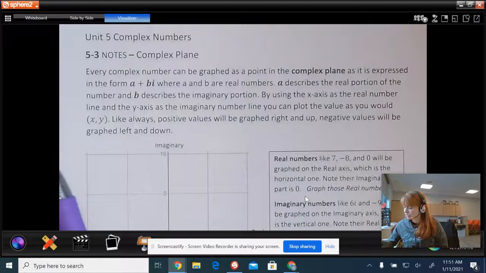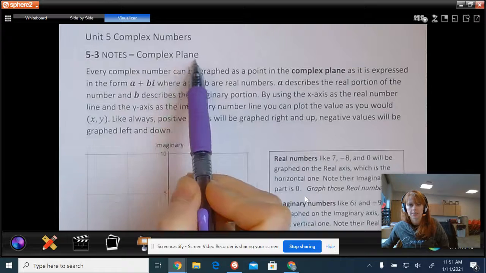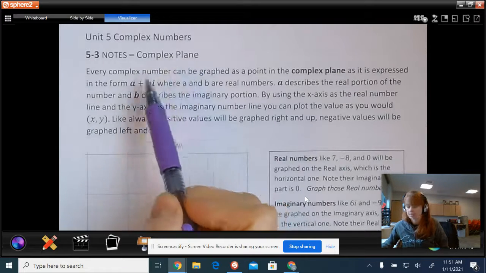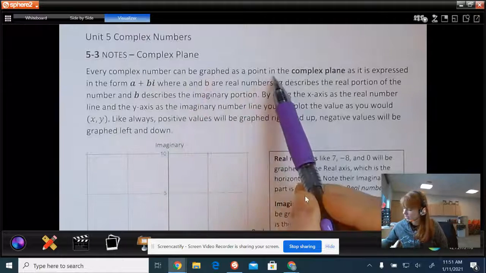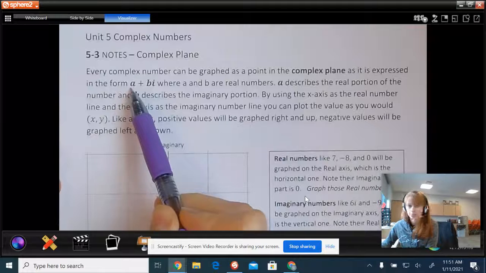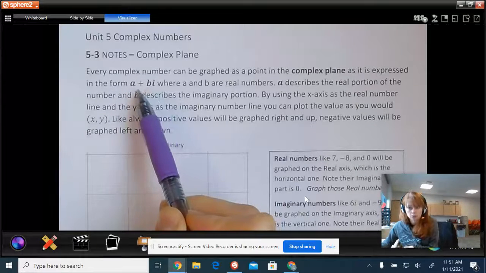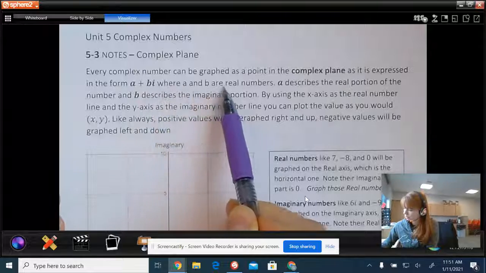Hey guys. So we are moving into 5.3, complex plane. So graphing complex numbers. Every complex number can be graphed as a point in the complex plane, as it is expressed in the form a plus bi, or it could be minus bi. It's just that that's a negative b value, where a and b are real numbers.